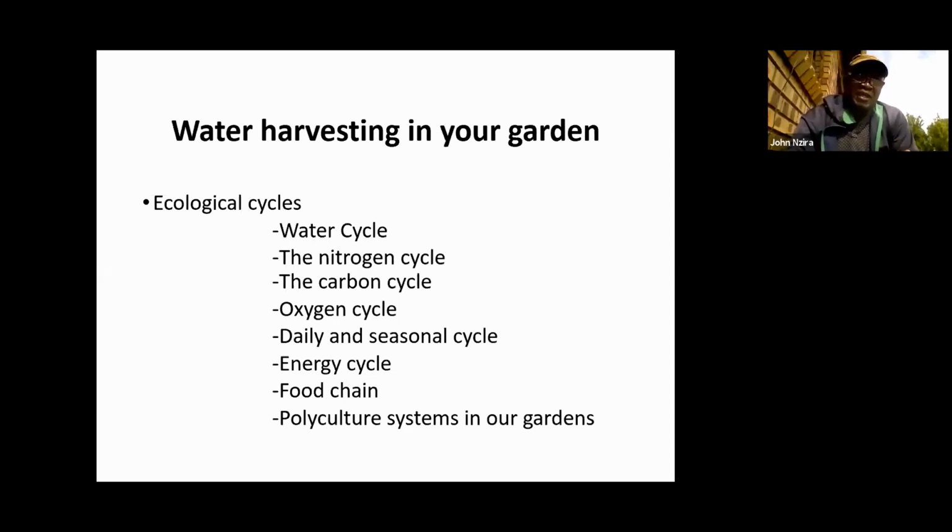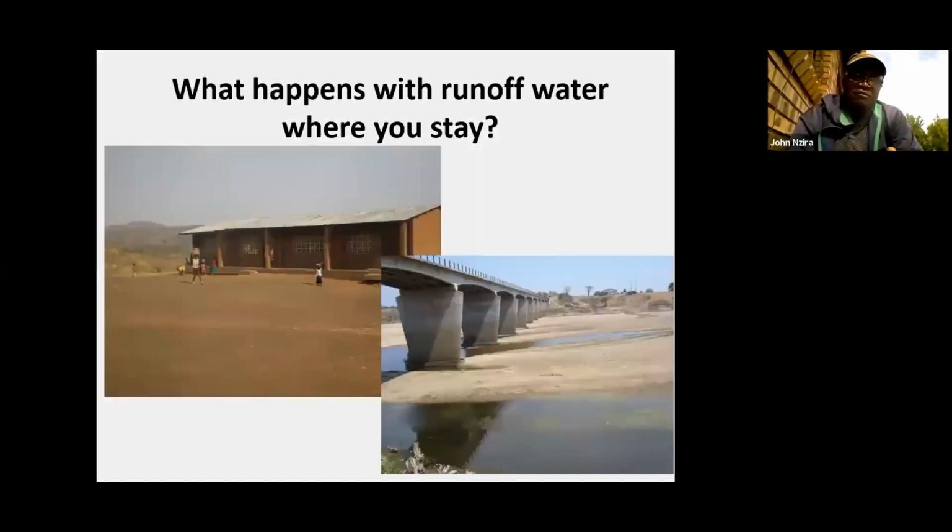If you are managing it in the right way, it will help you to water the garden once a week. If you do not manage it well, you can even water the garden twice, 3 times, or 4 times a week because you are not managing runoff water. So when we are talking about effective water cycle and water management, we need to look at what happens with the runoff water from your garden, from your house, from your farm. What happens with the water?